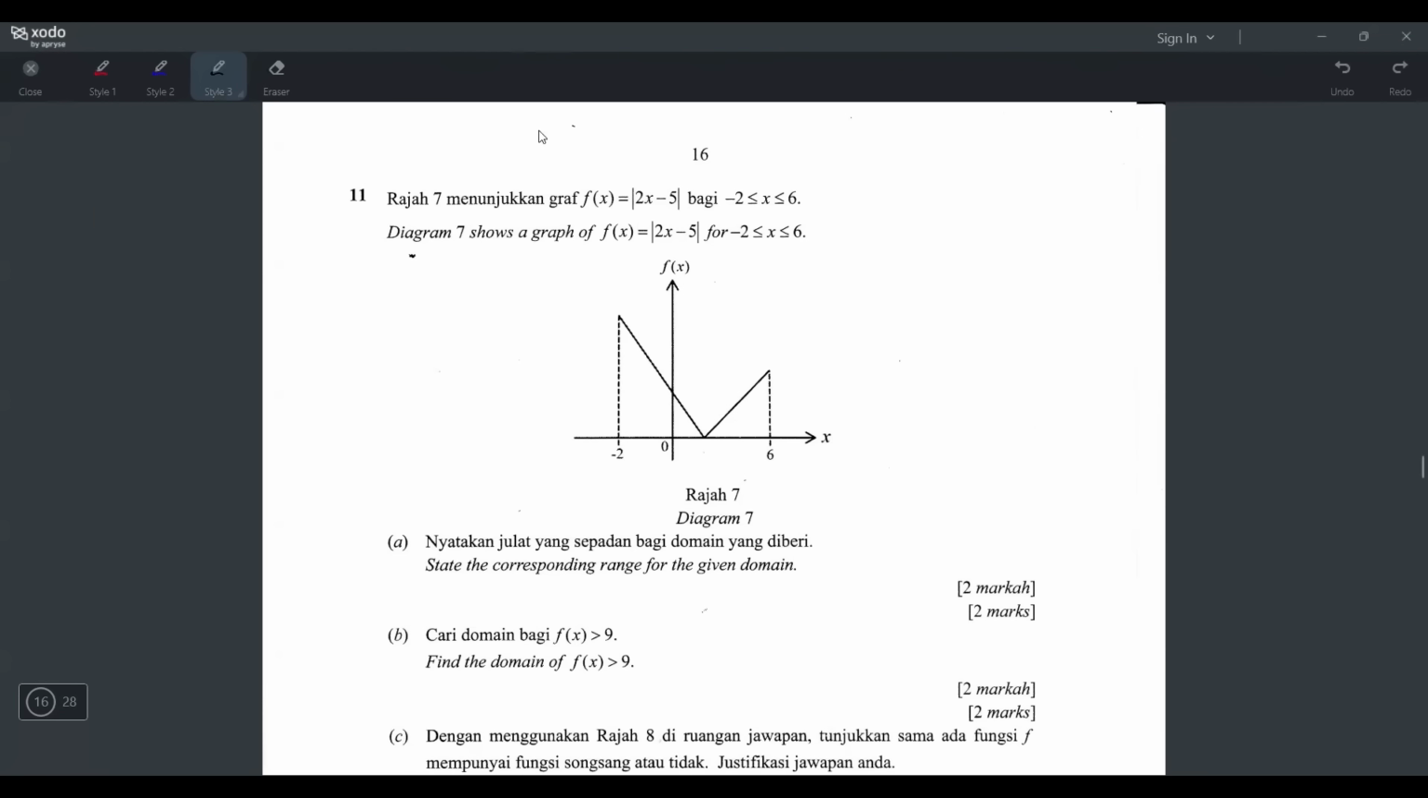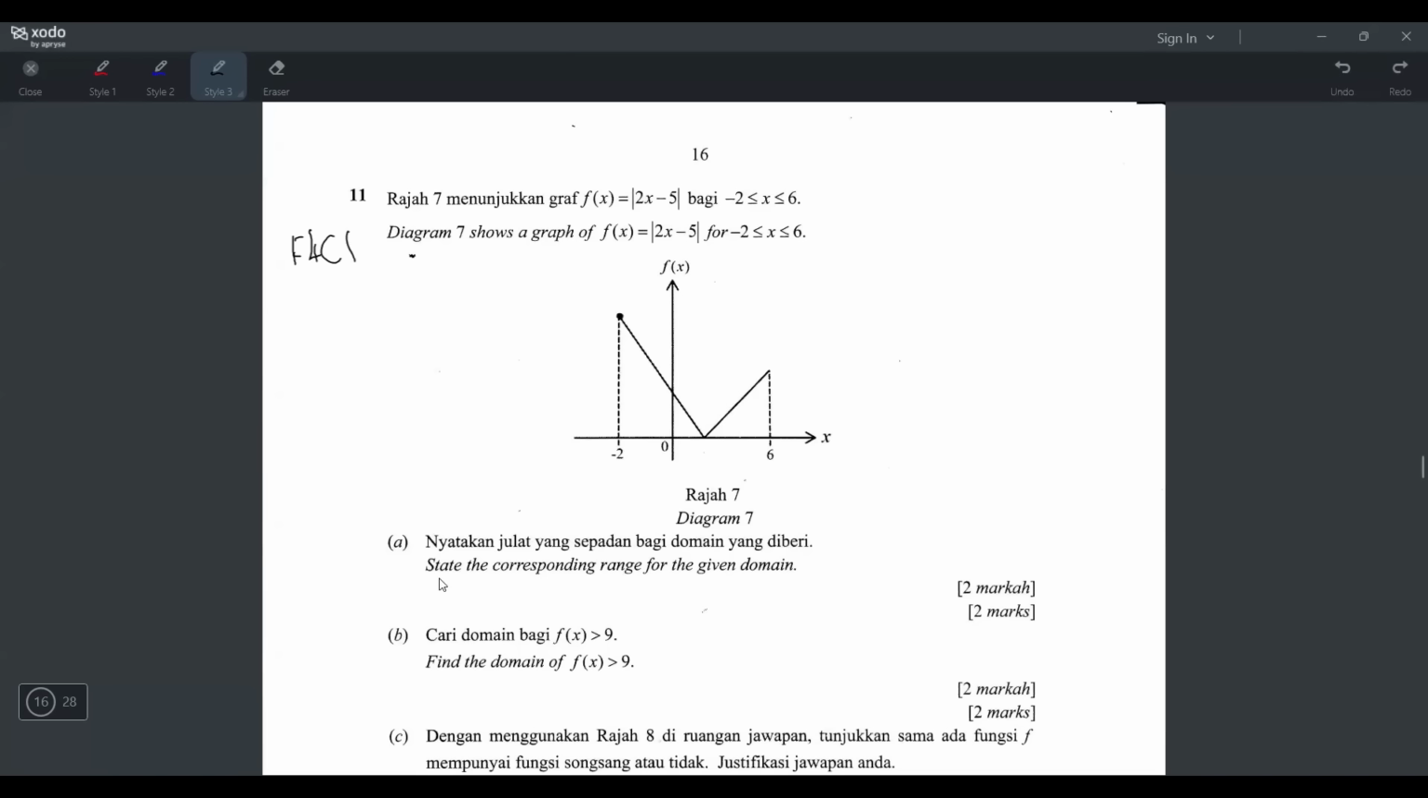All right, let's do number 11. Okay, diagram 7 shows a graph of f(x) equals modulus 2x minus 5 for x between -2 and 6. So this is the domain. This is clearly from Form 4 Chapter 1, the function chapter. They already drew the modulus graph and the domain is x between -2 and 6. So what it means is basically they want the first point's x coordinate to be -2 and the last point's x coordinate to be 6.